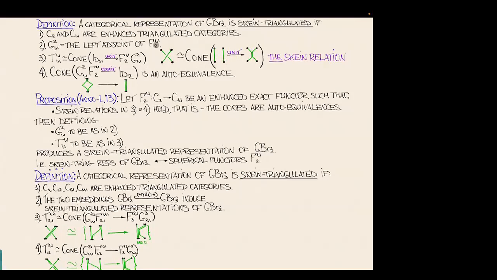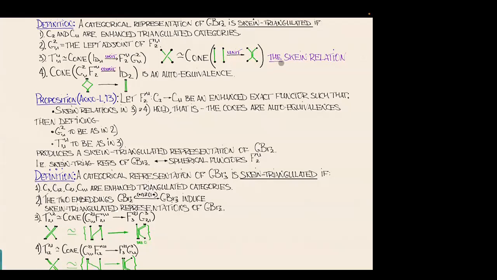Then we ask for the merge functor to be the left adjoint of the fork functor. This will always be the case. In any skein-triangulated representation, you get merges, and vertical symmetry of your braid corresponds to taking adjoints. A merge is a left adjoint of the corresponding fork.